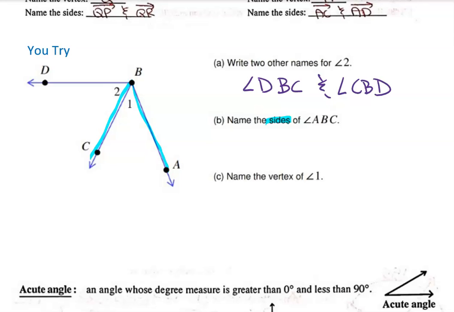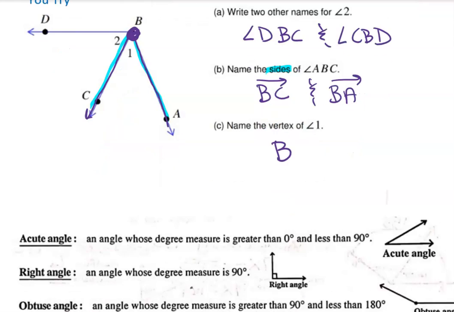Okay, so the sides should have been starting at B and going out from there. So one of them was BC. The B doesn't have an arrow, the C does. And starting from B and going through A, the B doesn't have an arrow, the A does. And the last one is to name the vertex of angle 1. This is angle 1 right here. So name the vertex. All right, so the vertex of angle 1 was the B right there.